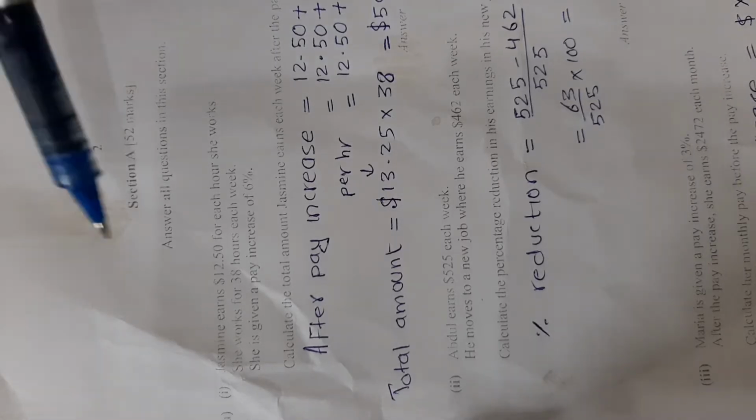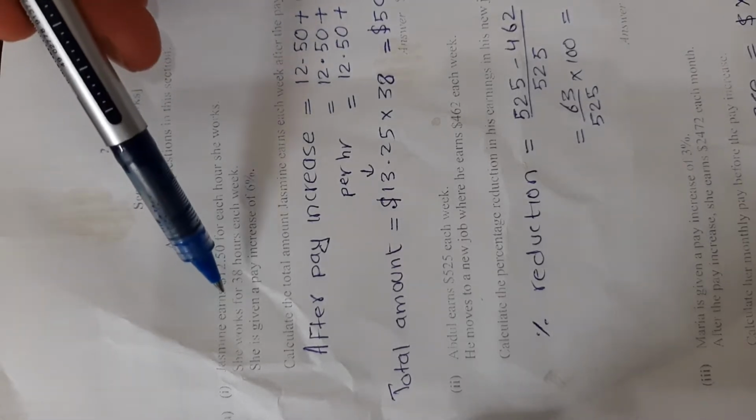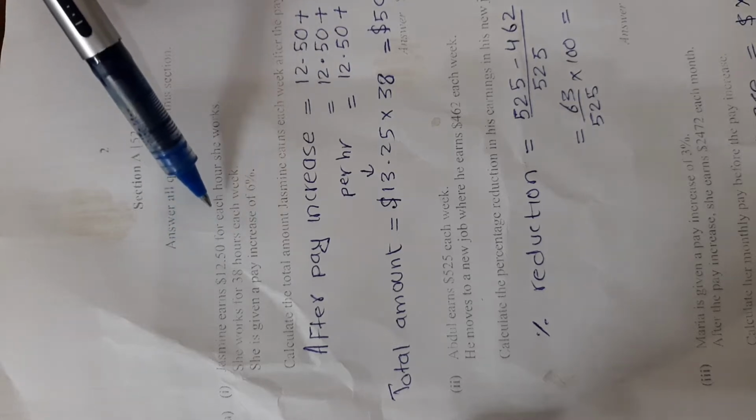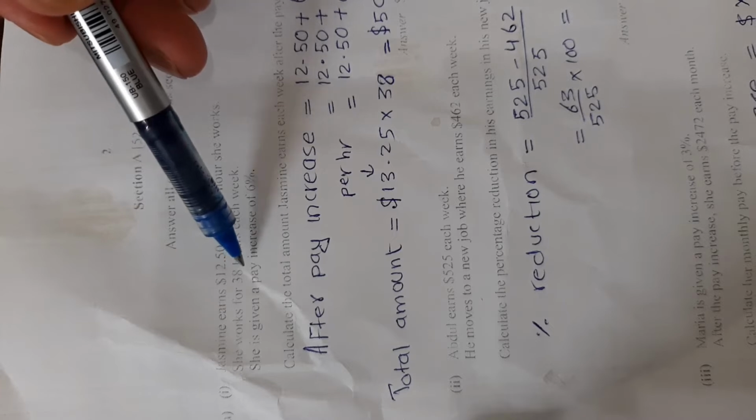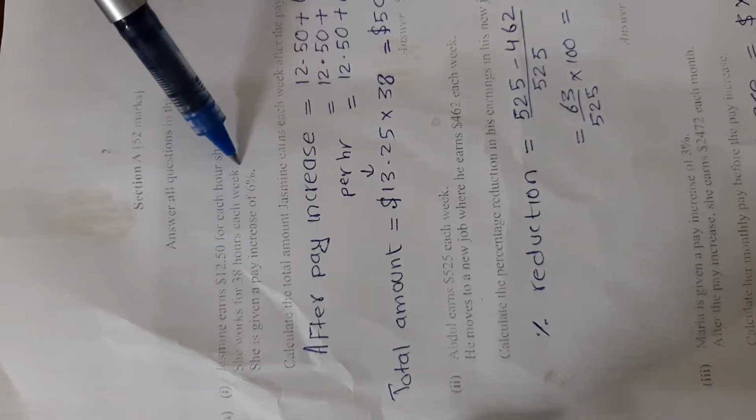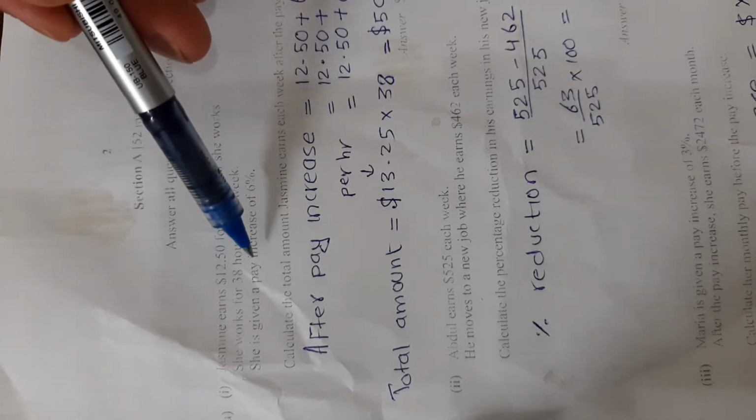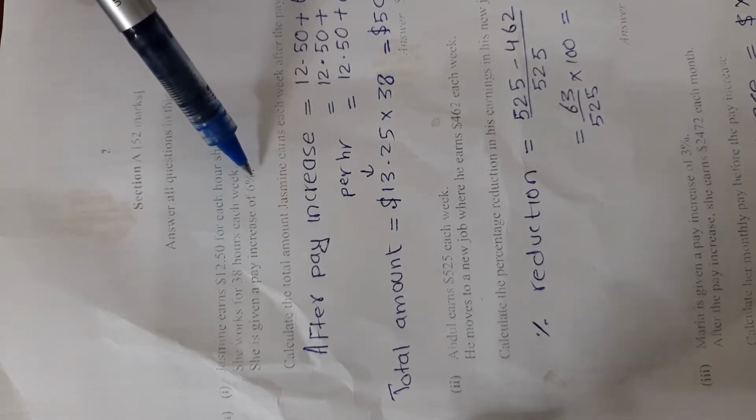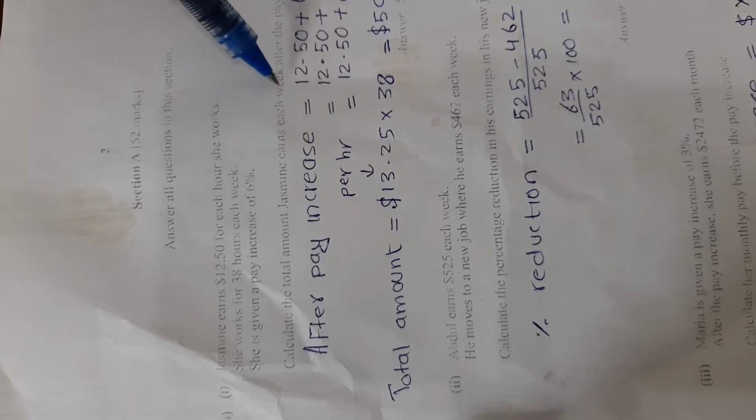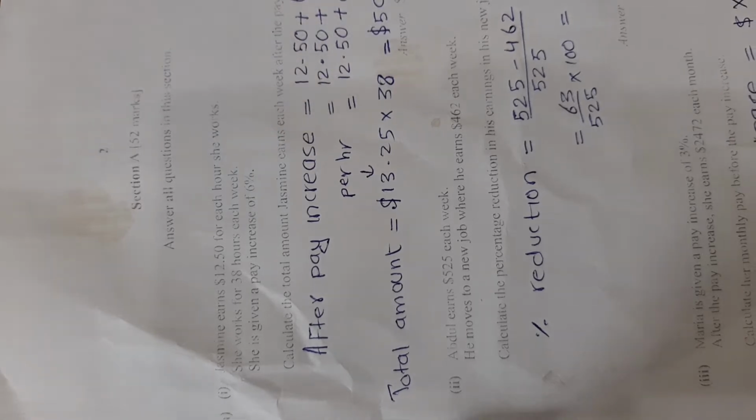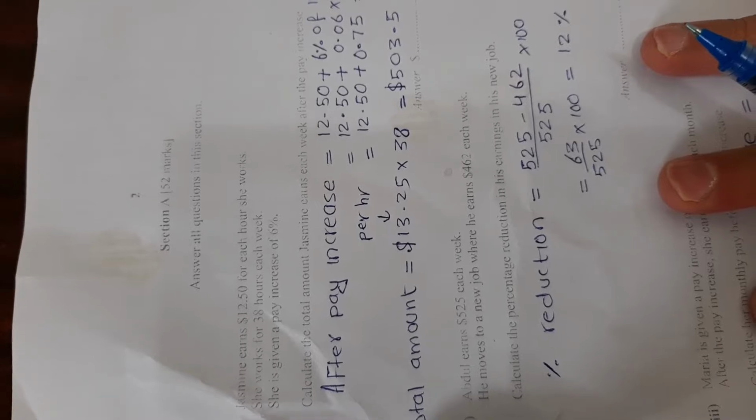In this video, we are going to solve paper 2-1 of October-November 2017. The question number 1 is, Jasmine earns $12.50 for each hour she works. She works for 38 hours each week. She is given a pay increase of 6%. Calculate the total amount Jasmine earns each week after the increase in her salary.